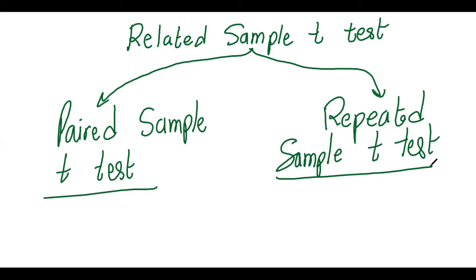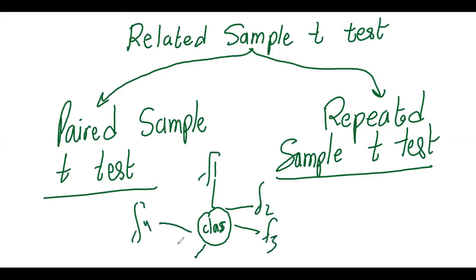So in this case, what happens? You go to the class, and you take the feedback of 5 faculty. This is faculty 1, faculty 2, faculty 3, faculty 4, and faculty 5. So this is an example of repeated sample t-test.